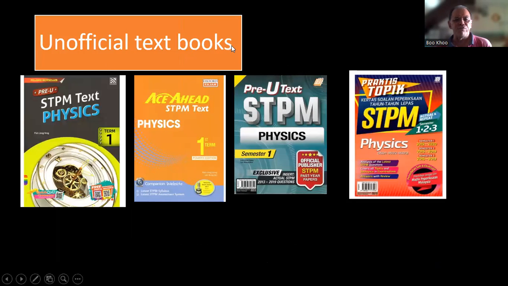These are unofficial textbooks. They can be used. Of course, you must always remember it's not perfect. There are mistakes there. Occasionally there may be some mistakes. You may want to consider using either of these, which have past-year papers. But I'm using this one. Most of my page numbers are from here.